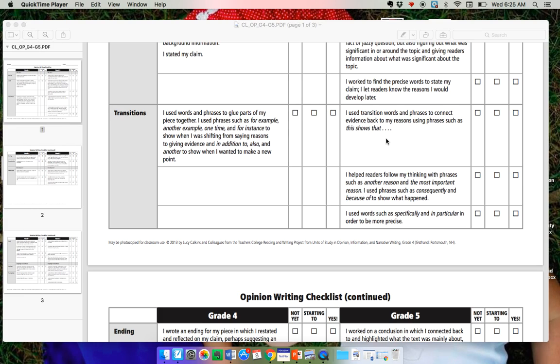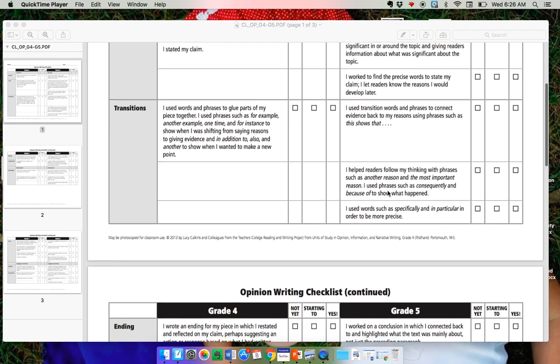Here is some evidence, another example, and these two kind of go together right here, that you follow up your thinking with phrases like another reason, the most important reason, consequently, and because of. We don't want you to just use, here's an example, here's an example, here's some evidence, because you can see that this is the 4th grade way of doing it. We are going into the 5th grade way of writing. So we want it to be a little bit more sophisticated and a little bit more smart sounding, okay?